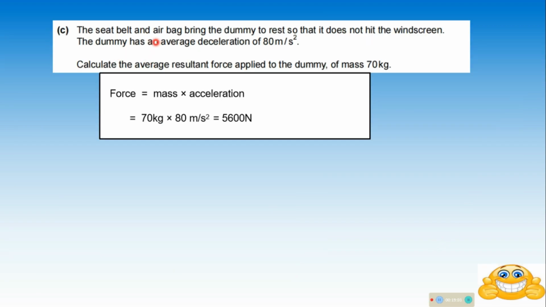The seat belt and airbag bring the dummy to rest so that it does not hit the windscreen. The dummy has an average deceleration of 80 meters per second square. Calculate the average resultant force applied to the dummy of mass 70 kg. We know force is equal to mass multiplied by acceleration. Mass is 70 kg and acceleration is, as given, 80 meters per second square. So it is 5600 Newton.